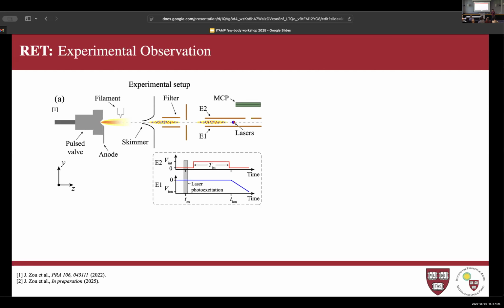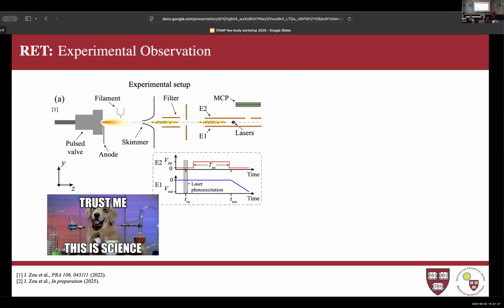To be honest, I'm a theorist, so I really don't know much about this setup. Maybe some of you who are experimentalists look at this and say, oh okay, I get it now.